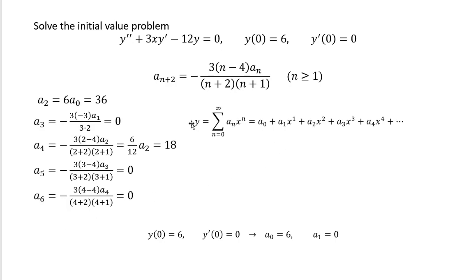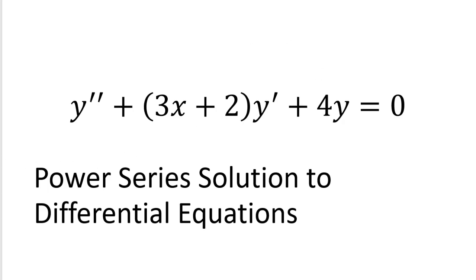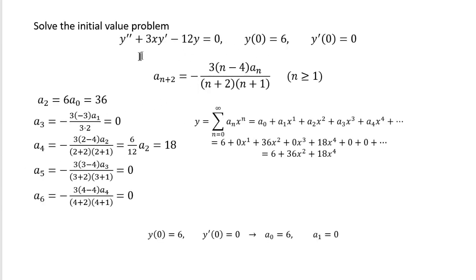So we take the original solution and plug in the values of 6, 36, 18, and zeros for the other ones. And if you write down the survivors, you see that it's 6 plus 36x squared plus 18x to the fourth. So that is the solution to this initial value problem.